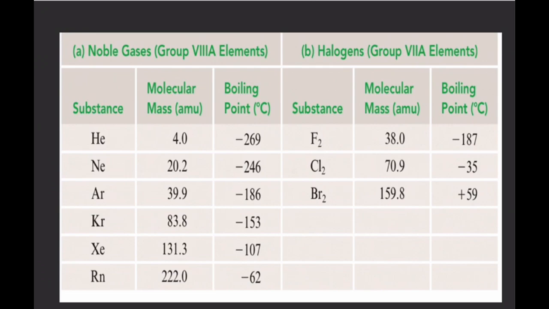Fluorine has 38, chlorine has 70.9 and bromine has 159.8. And their boiling point is also continuously increasing because they are non-polar molecules. The interactive forces acting between them are induced dipole, or we can say London forces. As the molar mass is increasing, the polarizable electrons are increasing and the surface area is increasing. Because of that, the boiling point of these molecules is increasing down the group.